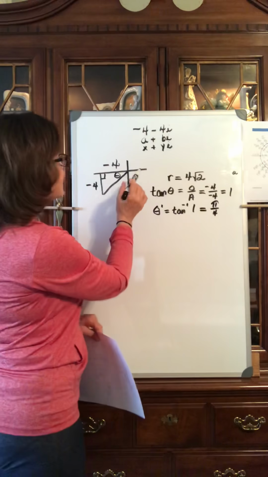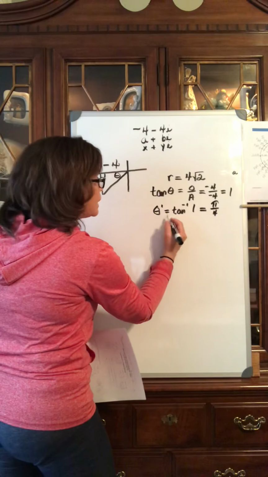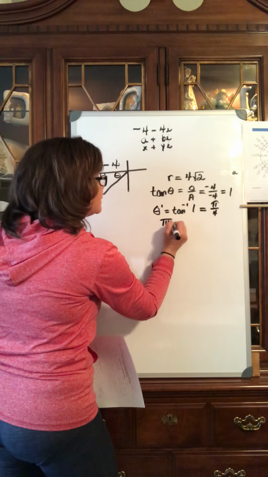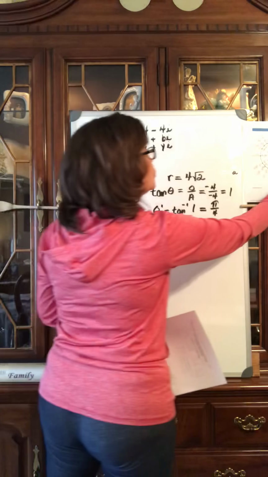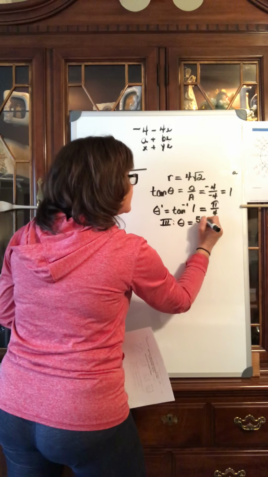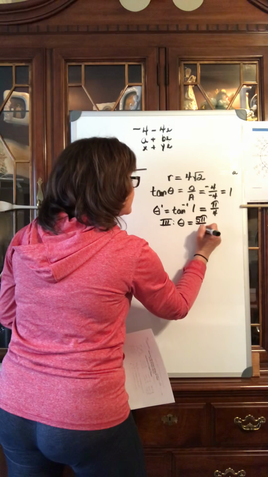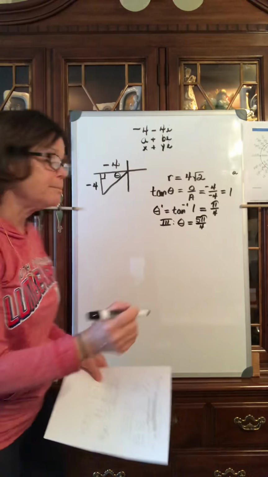And now I have to take that pi over 4 and put it into quadrant 3 where the triangle is. So in quadrant 3, theta will be equal to, use your unit circle, 5 pi over 4. So we have the building blocks to write the trig form of our complex number.